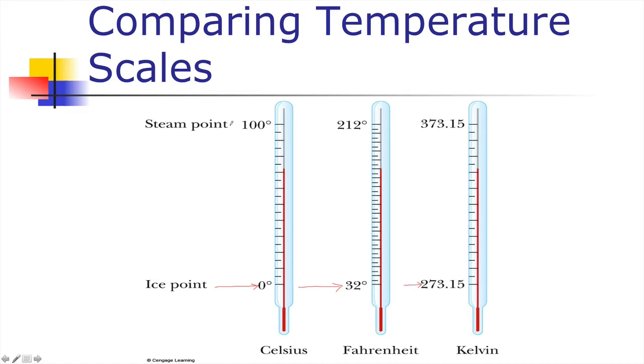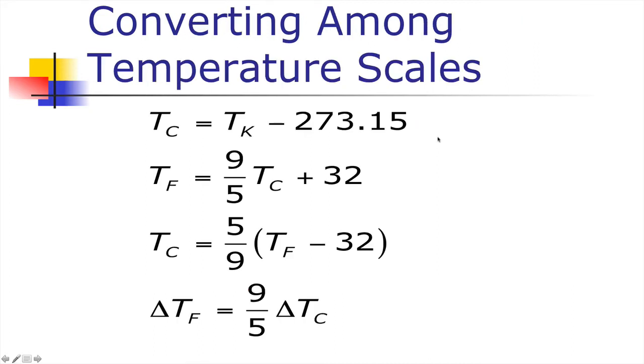The steam or boiling point for water on a Celsius scale is 100, on a Fahrenheit scale it's 212, and on a Kelvin scale it is 373.15. Okay, so in general there are ways to convert from one temperature scale to another temperature scale.